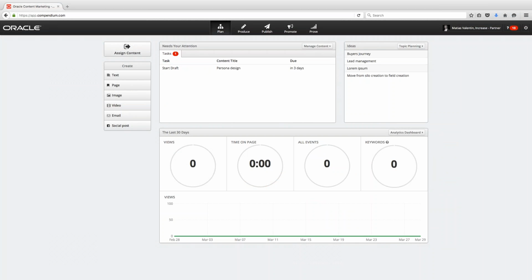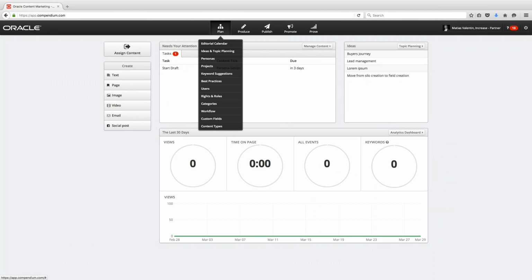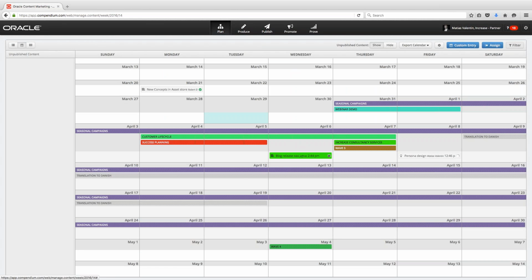Yeah. So when you log in and you go into your editorial calendar, as I said before, you can actually see and have an overview of all your running activities. So you can see what's going online, what's going into production, where we are in the production stages, and what's going to be promoted on social for this.